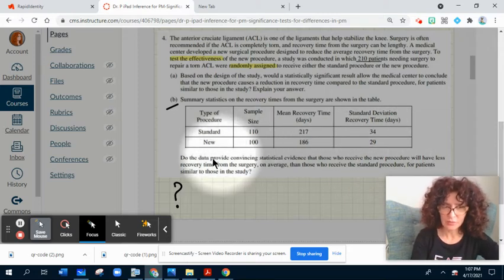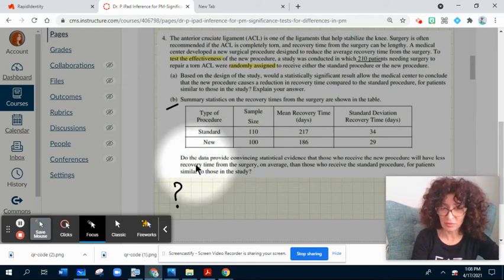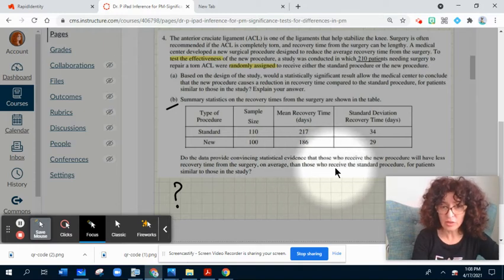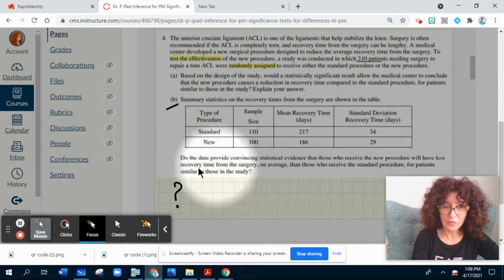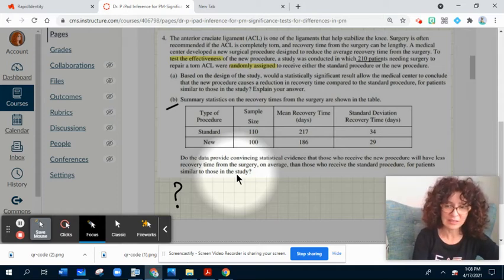The question is, and this is our topic of today basically: do the data provide convincing statistical evidence, or we can say significant statistical evidence, that those patients who receive the new procedure will have less recovery time from the surgery on average than those patients who receive the standard procedure? Look again for patients similar to those in the study. As I told you, specify this.